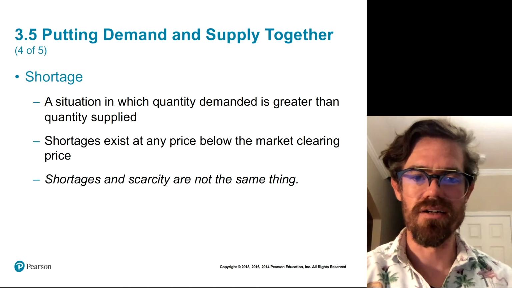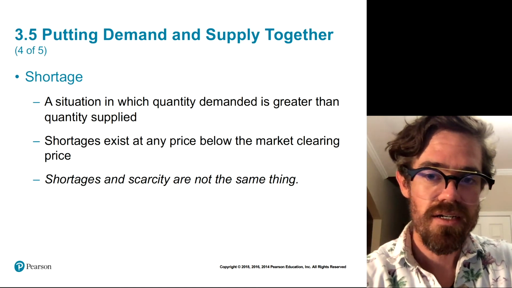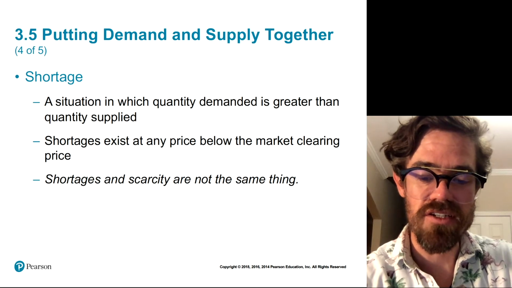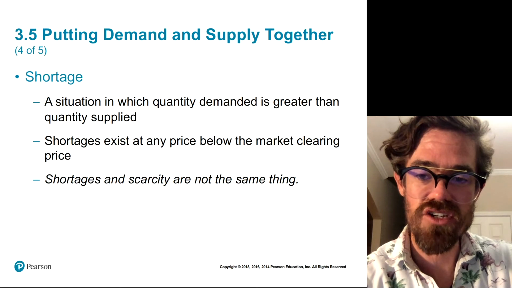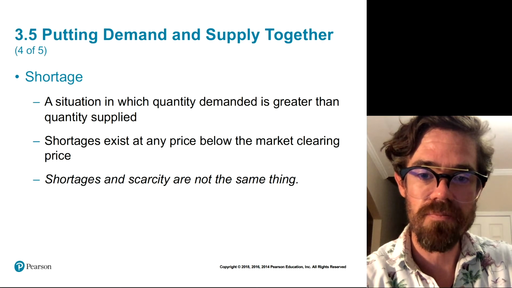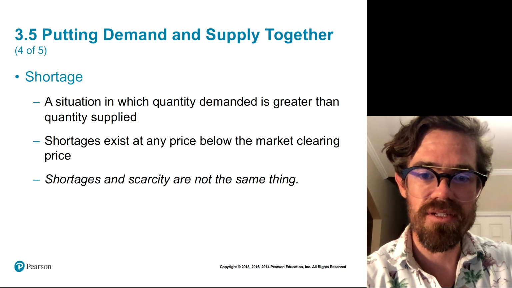And again, I'll reiterate here. Shortage is what we're seeing right now with TP. And it's because basically the demand for TP has gone up, but price has not gone up. It's still the same price as before. And so since demand went up, but price did not go up, we have a shortage, right? So that's just when quantity demanded is greater than quantity supplied. And this basically happens at any price that's below the market clearing equilibrium price.